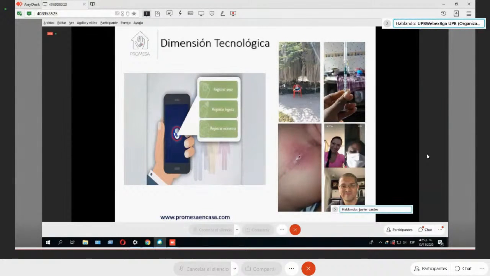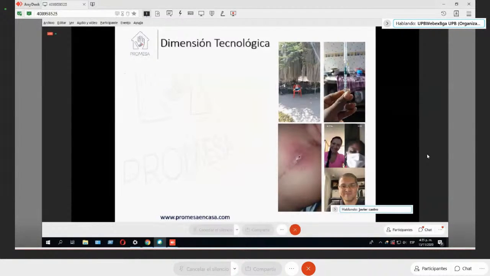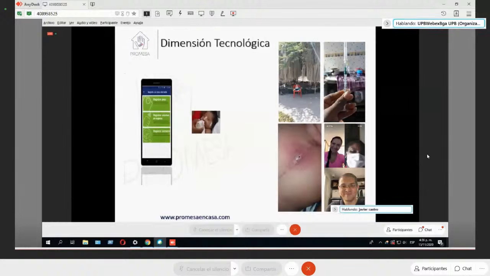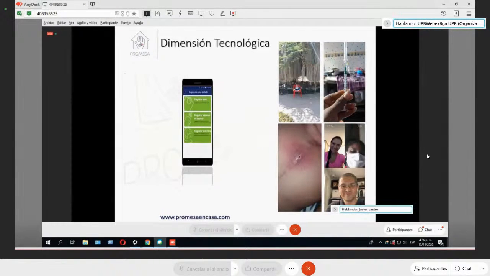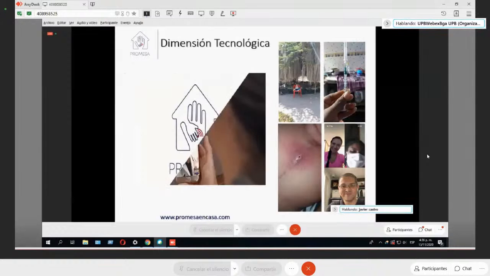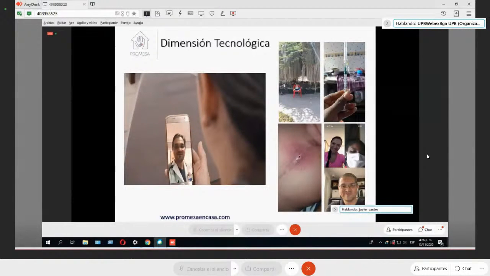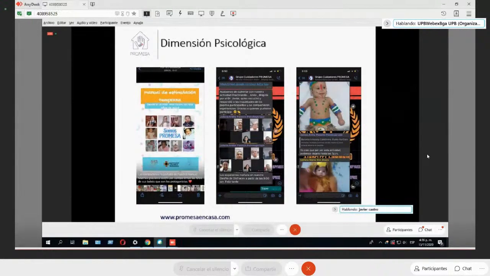In the technical dimension, we have the app, and we use information technologies a lot. We have weekly video calls, or even daily if necessary. We connect with these patients and we help them with how to administer the medications. We can review any problems. And it's important because we are trying to avoid unnecessary consults because of the pandemic, but we also want to detect problems and have them consult on time so that they don't wait until the baby is in a severe condition.